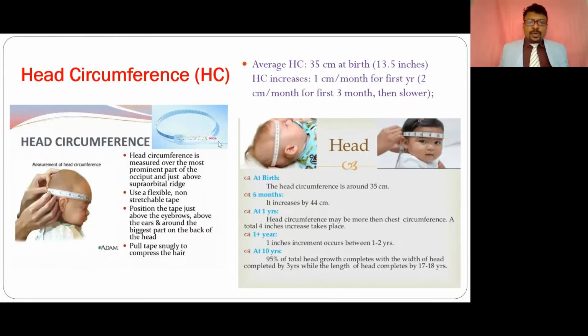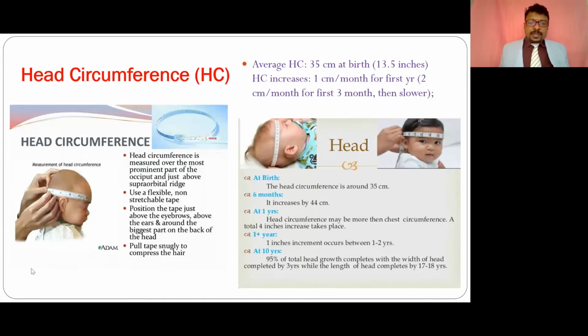This growth is most prominent at the occiput and also the supraorbital ridge. So this is the orbit, and above the orbit is the supraorbital ridge, and then the occiput. Here we have to take the measurements with a measurement tape. The tape should be fixed, that means it should not be stretchable. We place the tape over the supraorbital ridge, take it above the ears, then bring it back to the occipital protuberance behind the head. This is the occipital protuberance.